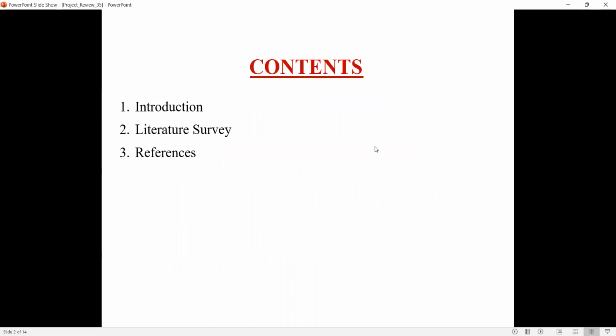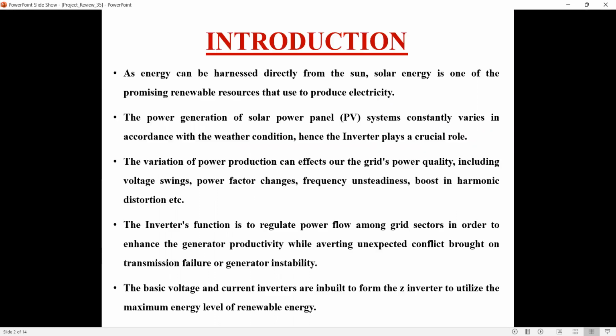In this video, we'll go through the introduction, literature survey, and then references. Coming up to the introduction, as energy can be harnessed directly from the sun, solar energy is one of the promising renewable resources that is used to produce electricity. The power generation of a solar PV system constantly varies in accordance with the weather condition. Hence, the inverter plays a crucial role.